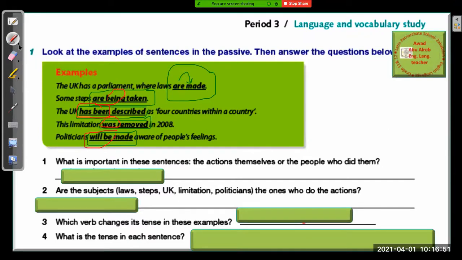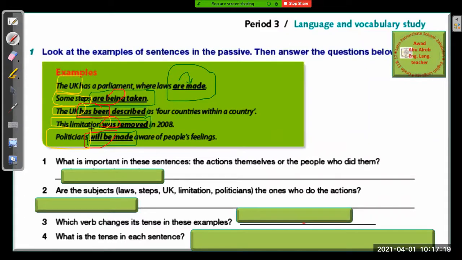Now let's have a look again at some other thing. Now look at the word here. What's that? The UK. Here, some steps. And here, the UK. This limitation. And the last one, politicians. Okay, so the next one is politicians.